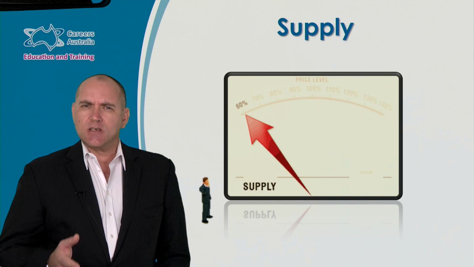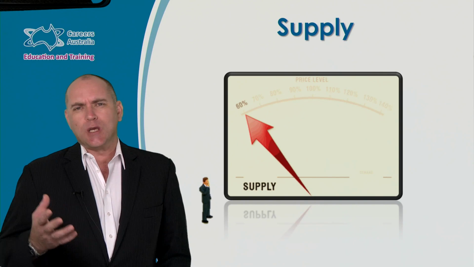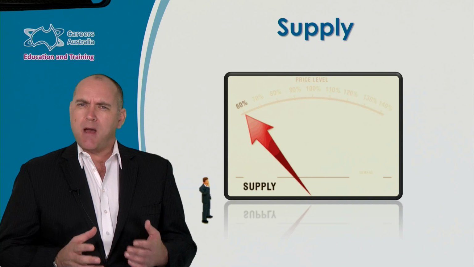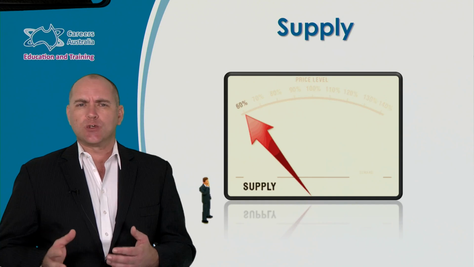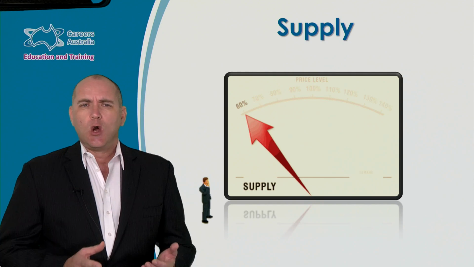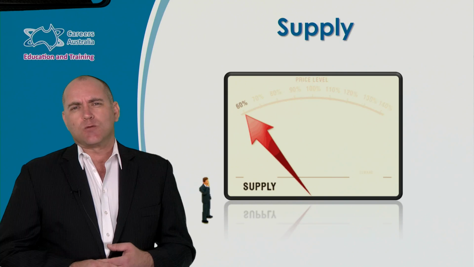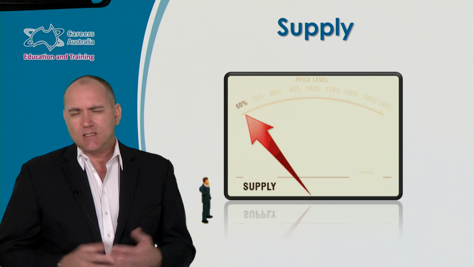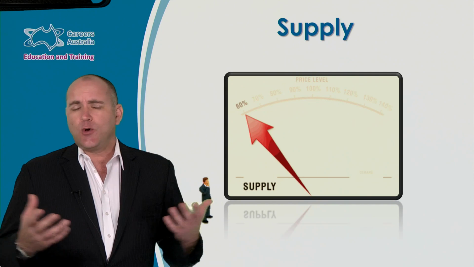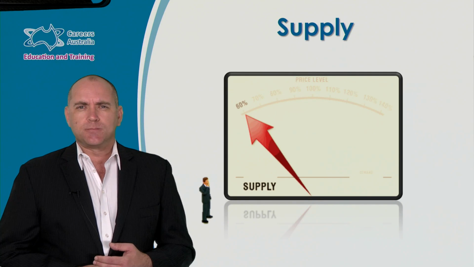Now, to go into this in a bit more detail, we can start by looking at supply. Supply refers to the total amount of a specific good or service that is available to consumers at a specific price, or the amount available across a range of prices. Typically, supply increases with an increase in price, as firms look to maximise profits.